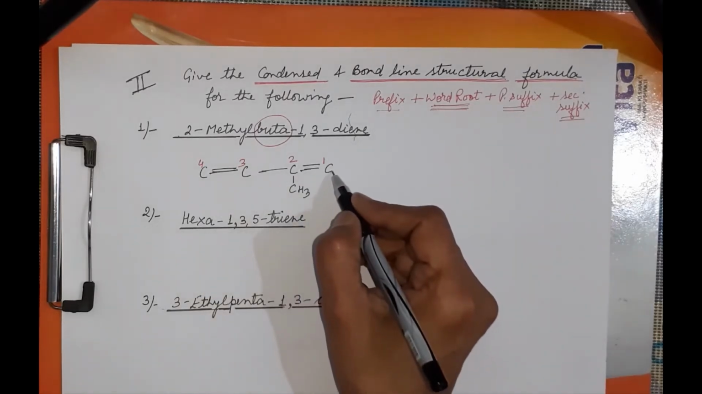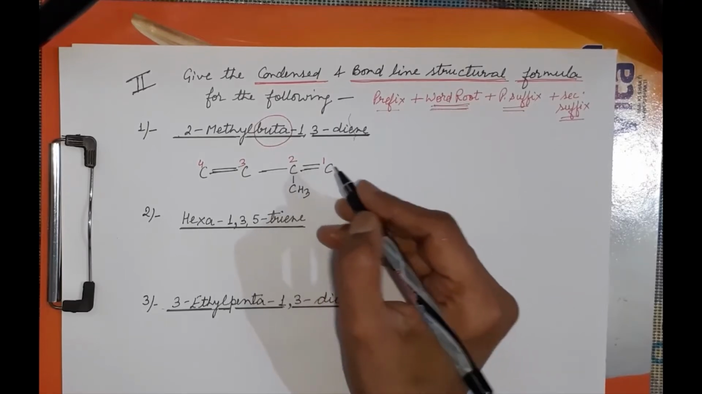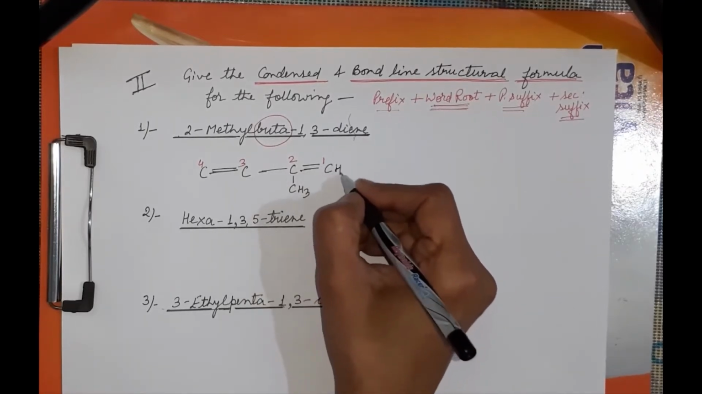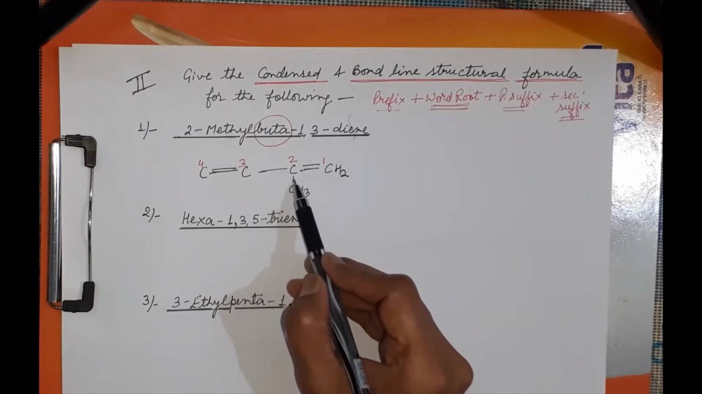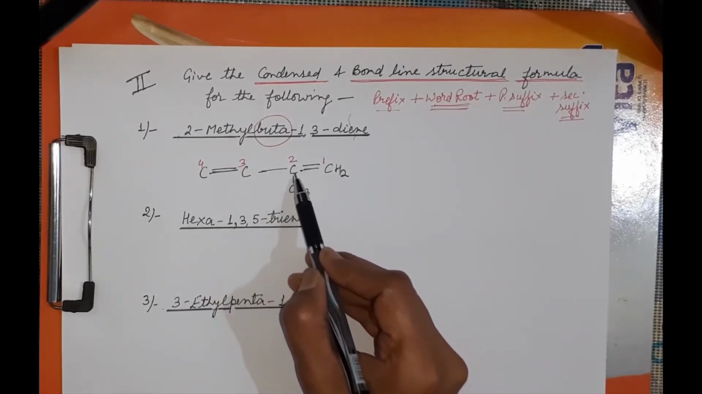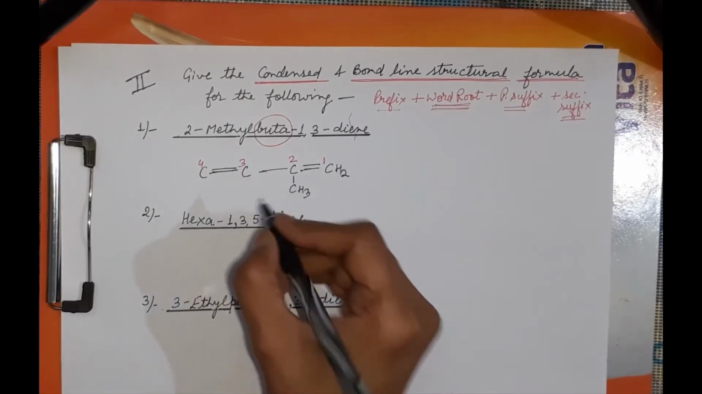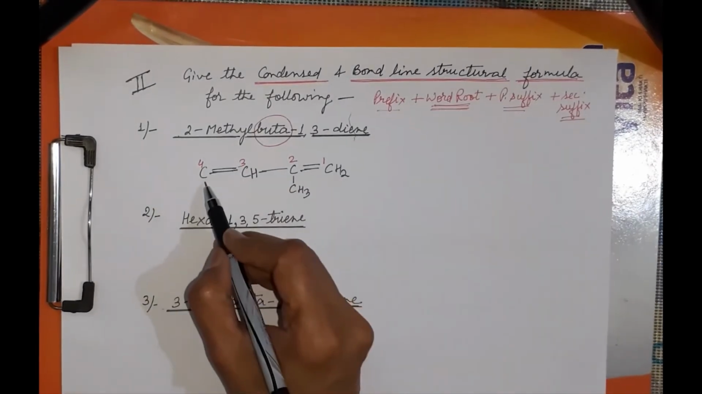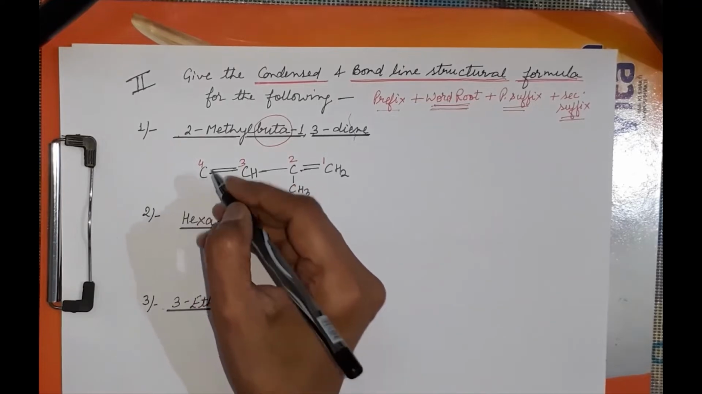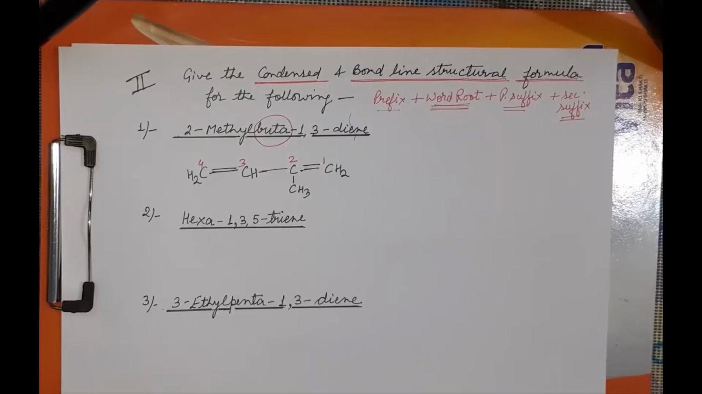In the first carbon atom, here we can see 1 double bond is there. So it will be CH2. In case of C2 carbon, 2 single bonds, 1 double bond. Valency is complete. C3 carbon, 1 double bond, 1 single bond. So here it will have 1 CH. For C4, 1 double bond, so it will be CH2. So this will be the condensed formula for this compound.